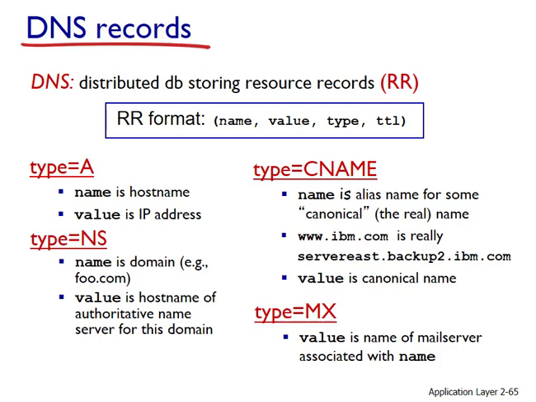If the type equals MX, then the value is the canonical name of a mail server that has an alias host name represented by the field name. MX records allow the host names of mail servers to have simple aliases. Note that by using the MX record, a company can have the same alias name for its mail server and for one of its other servers, such as a web server.